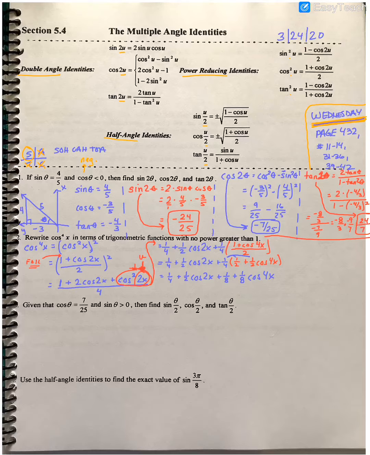Okay, almost there. We're at cleanup here. First of all, you will notice we do have two like terms that we can add. We can't add the cosine 2x and cosine 4x. However, I do have just two plain old fractions of 1/4 and 1/8.